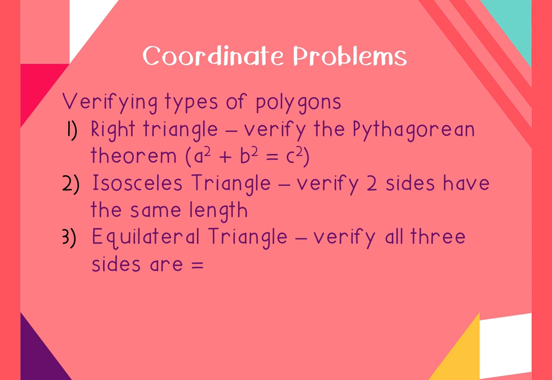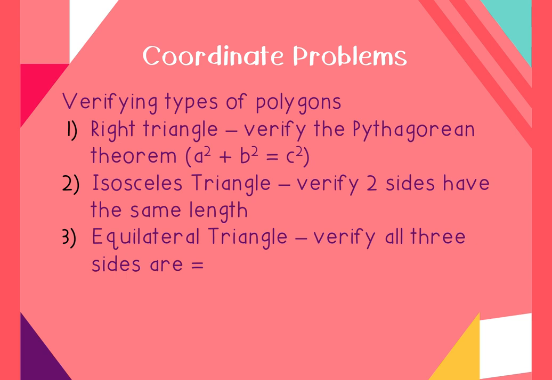So if it's a right triangle, you're going to verify that it's a right triangle by showing that the side lengths work in the Pythagorean theorem, which is a squared plus b squared equals c squared. If it's an isosceles triangle, you're going to show that 2 sides have the same length. And if it's an equilateral triangle, you're going to verify that all 3 sides are the same. If it didn't ask for the lengths of the sides, which your quiz will, you'll use it this way.